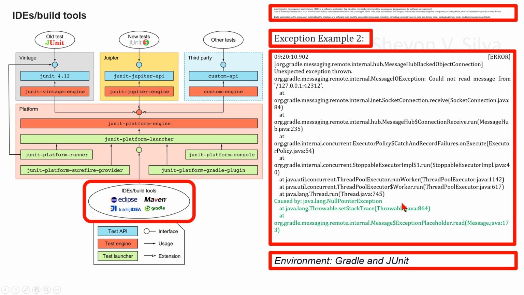As an exception example 2, we can consider this occurred in an environment with Gradle and JUnit. Error: org.gradle.messaging.remote.internal.hub.MessageHub$ConnectionState: unexpected exception thrown, etc. Caused by java.lang.NullPointerException at java.lang.Throwable.setStackTrace at org.gradle.messaging.remote.internal.MessageIOException placeholder.read.